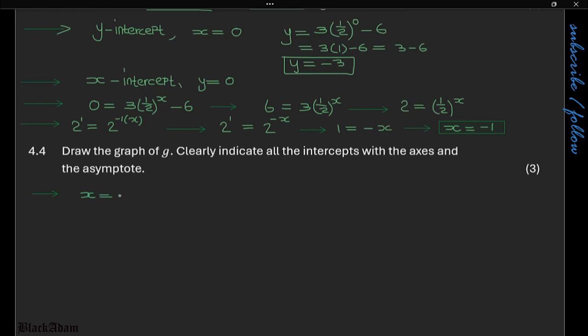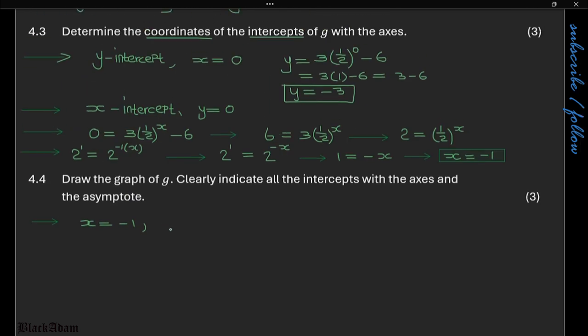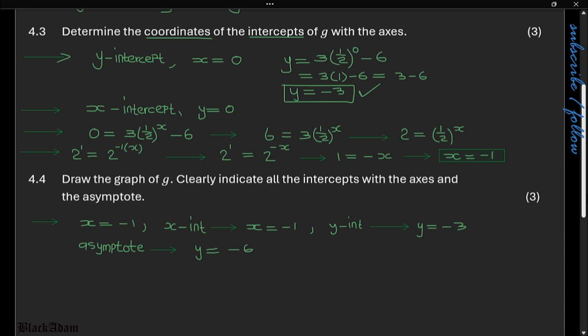With that information, let us keep the data together. We have x is equal to -1, that's our x-intercept, and the y-intercept is going to be -3, and the asymptote is y equals -6. The asymptote is where the graph will not pass through.